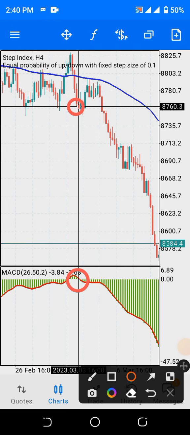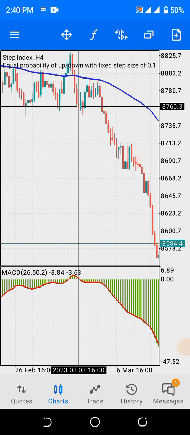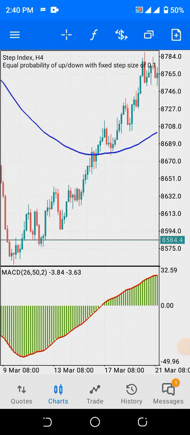Now you wait for the market to retrace back to the moving average, and that is where you make your sell entry. This is the point where you make your sell entry, and this is a huge profit for you. Do you understand? As easy as that. All right, now let's proceed.